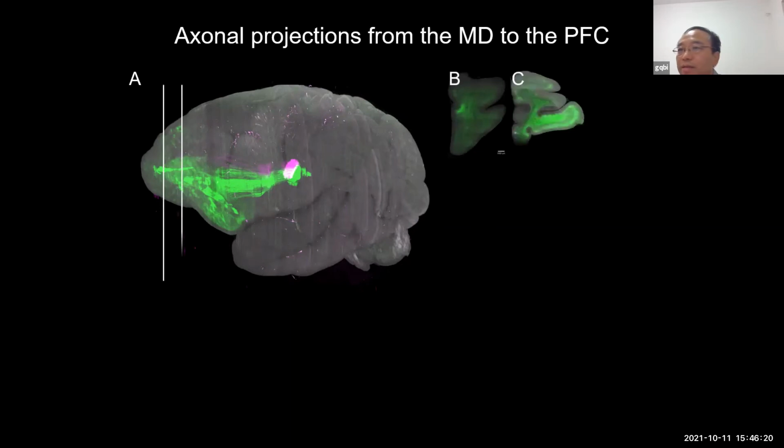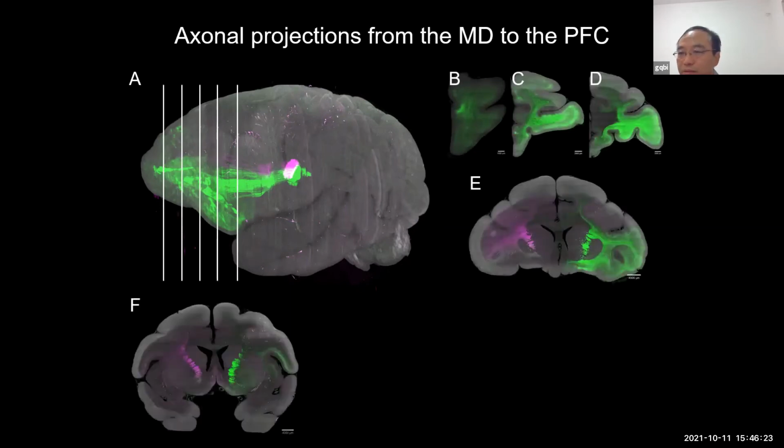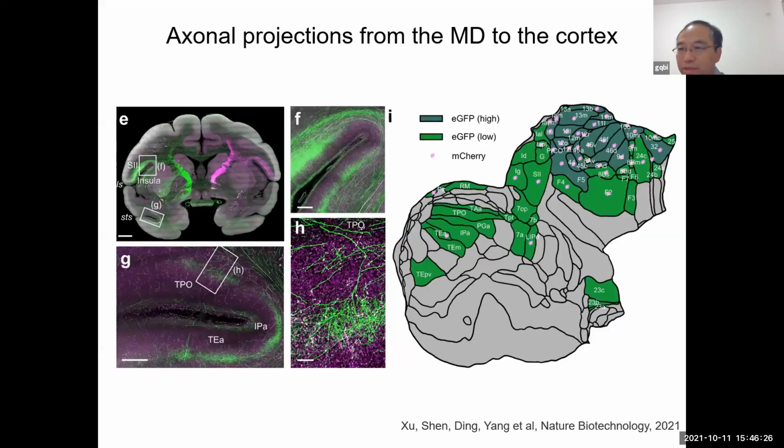And we can see the details of these sections, and we can zoom in and see the fine fiber projections and arborizations of the axons from those thalamic neurons. And here we tried to map out this projection from the MD, and also some leakage to some small neighboring areas. But overall, most of these projection targets were MD projections.